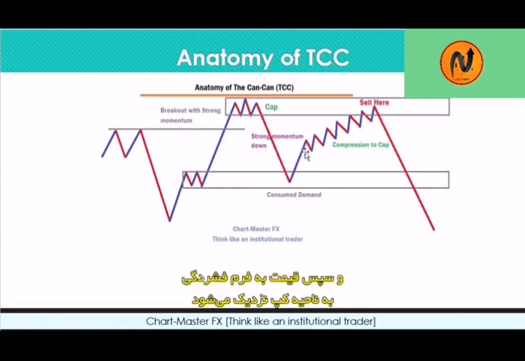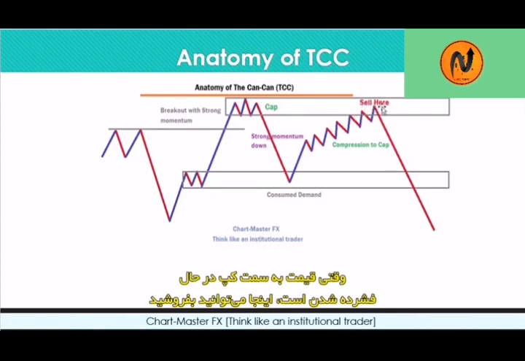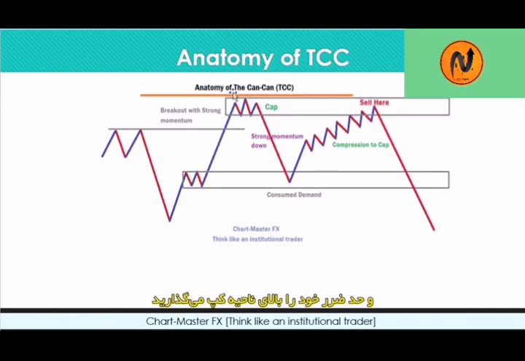Once the price does that, it approaches the cap area in the form of compression. So we call it compression to the cap area. As the price is compressing to the cap area, that's where you can make your sell here, and you put your stop loss just above the cap area.